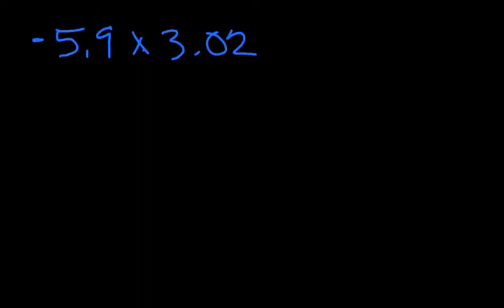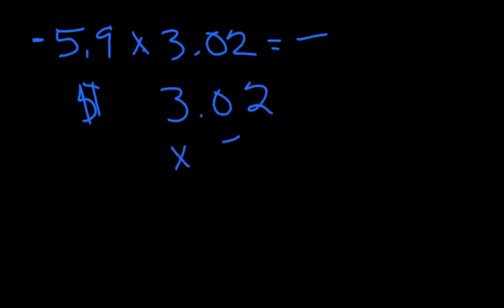Okay, let's do another one. Negative 5.9 times 3.02. Decide in the beginning if the answer is negative, and it is. A negative times a positive is a negative. Now, you just multiply like normal. I would put the longer number on top. Since it's multiplication, it doesn't matter which one goes on top.